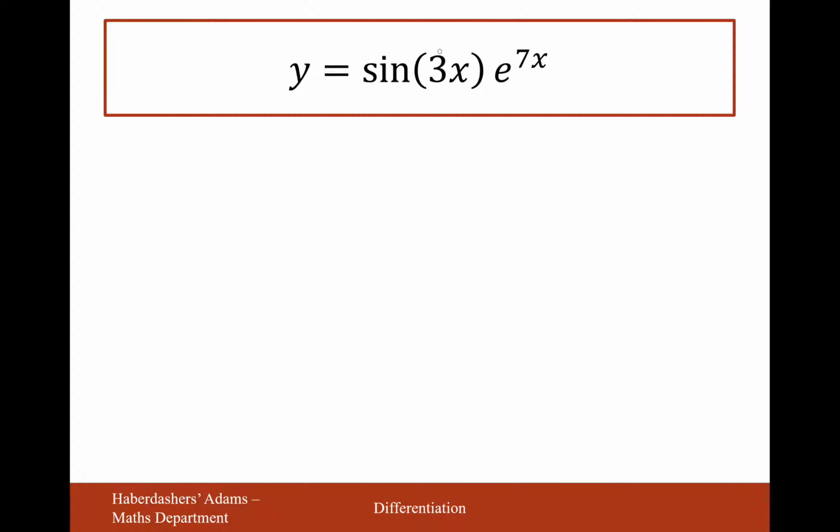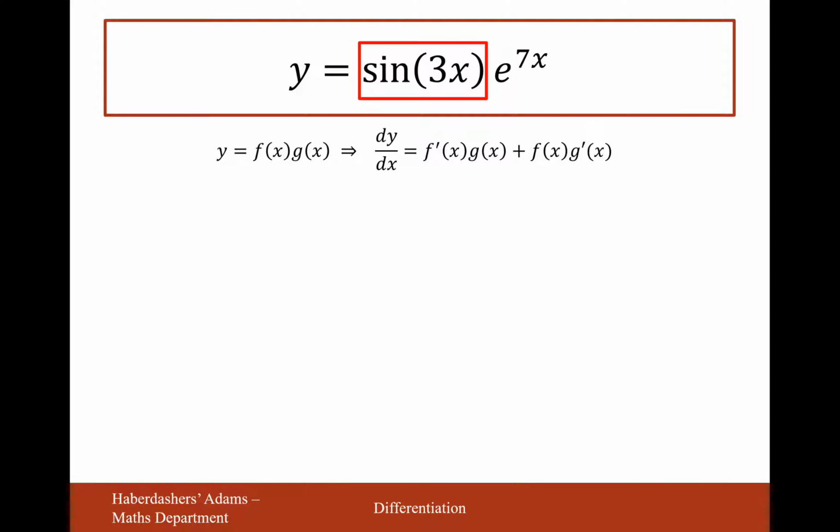Next one we've got the product rule. We've got sine 3x multiplying by e to the 7x. So sine 3x is one function, another function is e to the 7x. So let's get started on differentiating this. We differentiate the f function first, sine 3x. That will differentiate to 3 cos 3x.